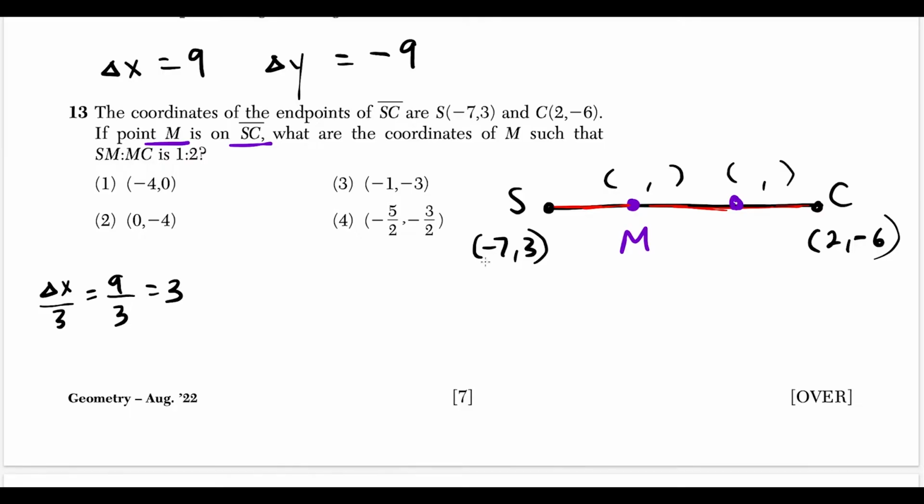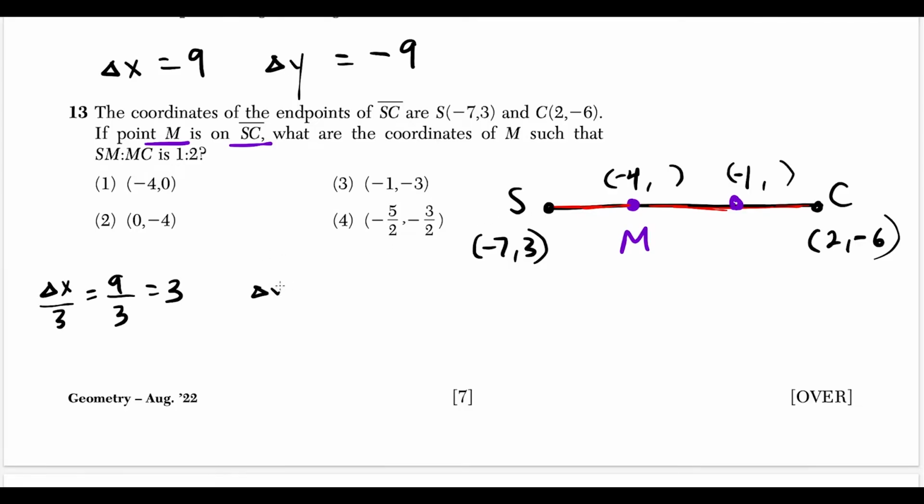So if we did -7 plus 3, that would give us -4. If we do -4 plus another 3, that's going to give us -1. If we do -1 plus 3, you see how that's going to bring us directly to 2. So that's how I know we're counting by the right number. And now we repeat this process for y.